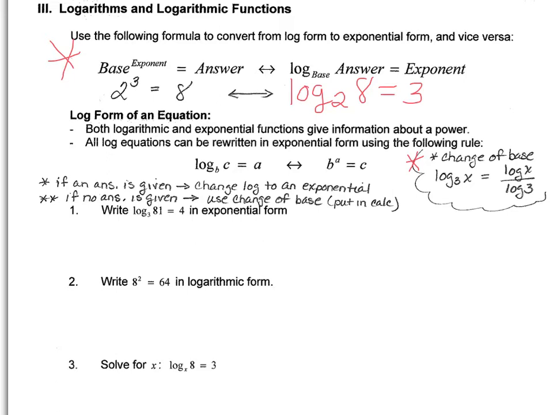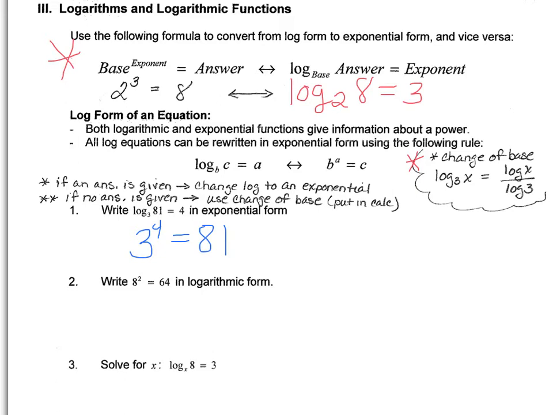All right, let's do number 1 together. Write log base 3 of 81 equals 4 in exponential form. Okay, so who's my base? 3. Who's my exponent? 4. Who's my answer? 81. Check this out on the calculator. Is 3 raised to the 4th power 81? Yes, it is. You're correct, which means we did it correctly.